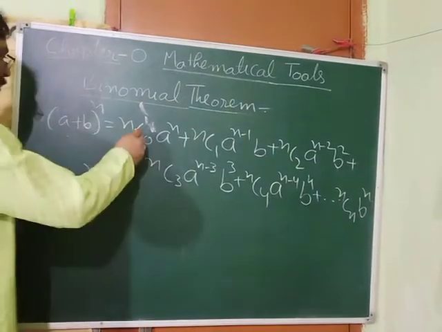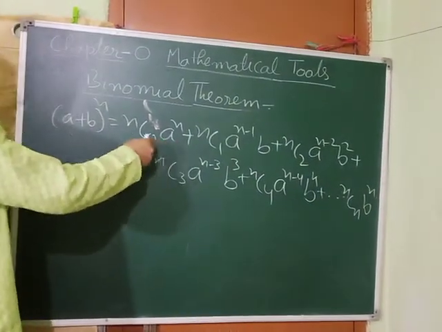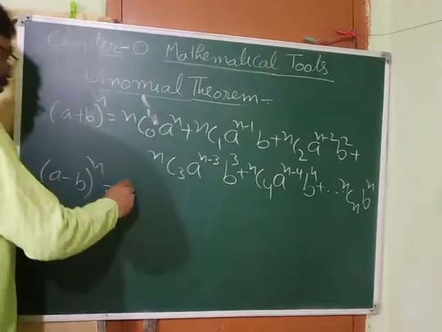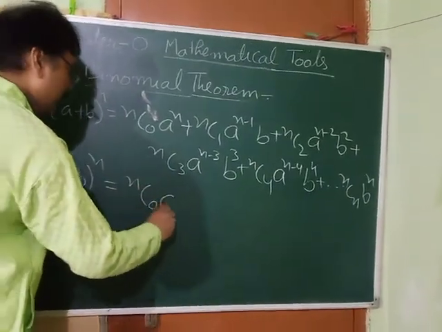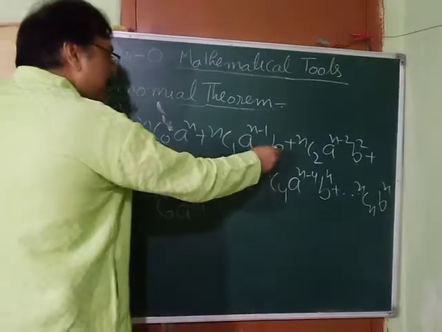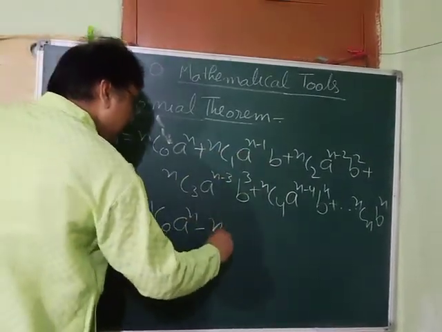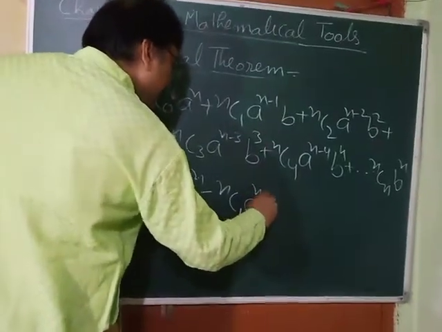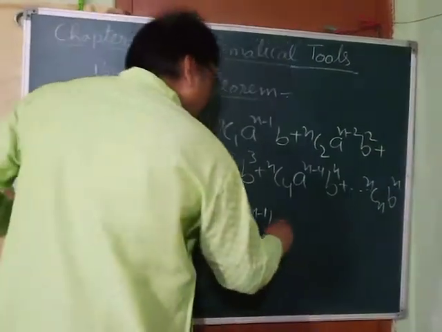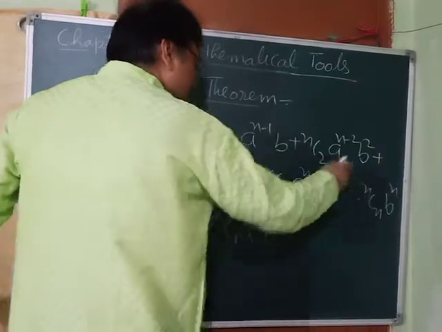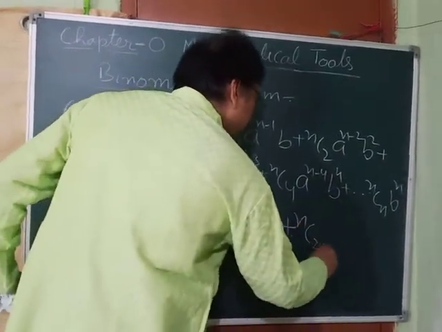So what we will do? In the first term, b is not there, so no problem at all. It will be positive: nC0 a^n. Here b is there, so actually not b but minus b is there, so it becomes negative: minus nC1 a^(n-1) b. Here b squared is there, so no problem. It will remain positive.